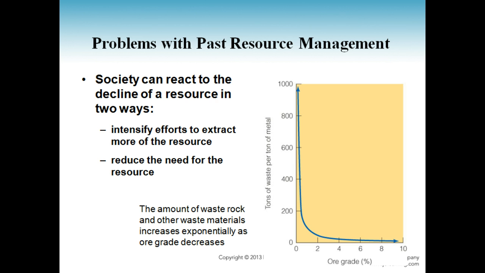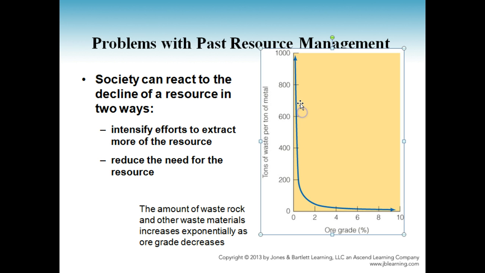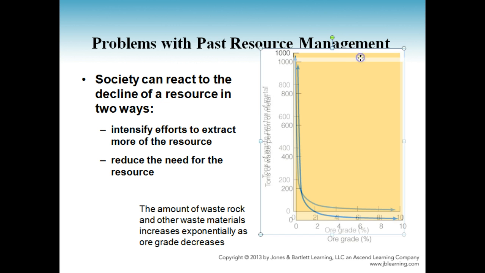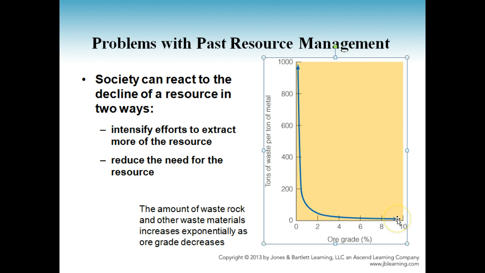Another way to visualize this is to look at extraction efficiency. Here the amount of waste rock and other waste materials increases exponentially as ore grade decreases. So somewhere around here would be 1980, and now the waste produced to generate ore has gone up astronomically. Whereas you have high-grade ore down here and you produce very little waste.